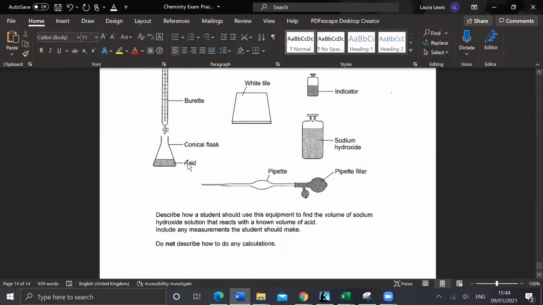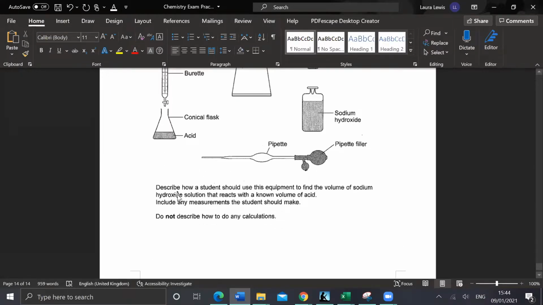So it says describe how a student should use the equipment. It's the same sort of thing again. Describe how a student should use this equipment to find the volume of sodium hydroxide solution that reacts with a known volume of acid. So they're doing it the other way around. I said it didn't really matter too much. It's just about the cleaning afterwards, because I've worked in the laboratory.